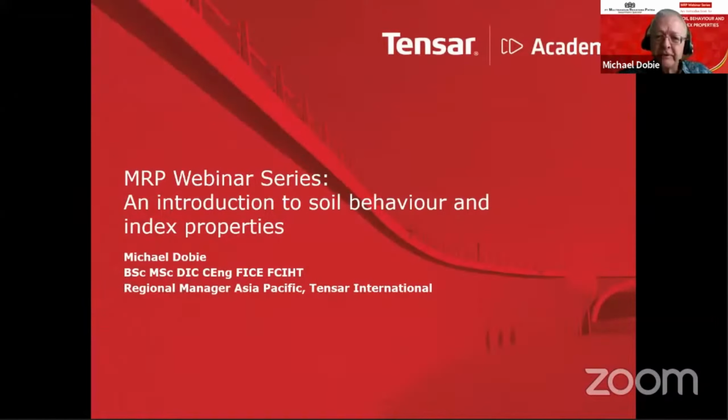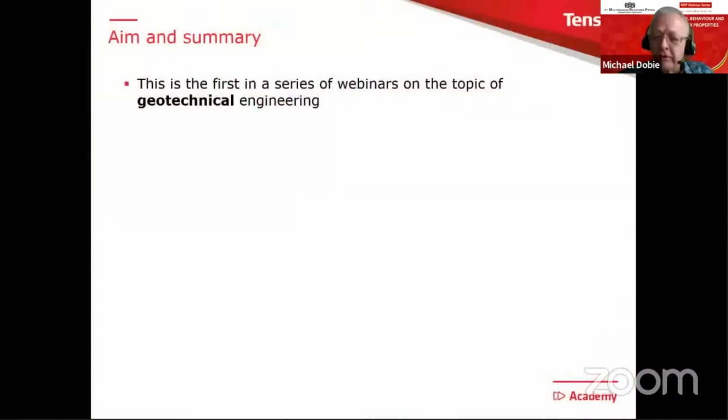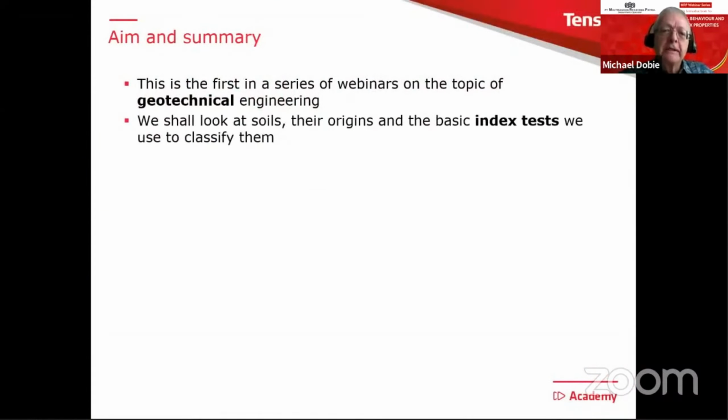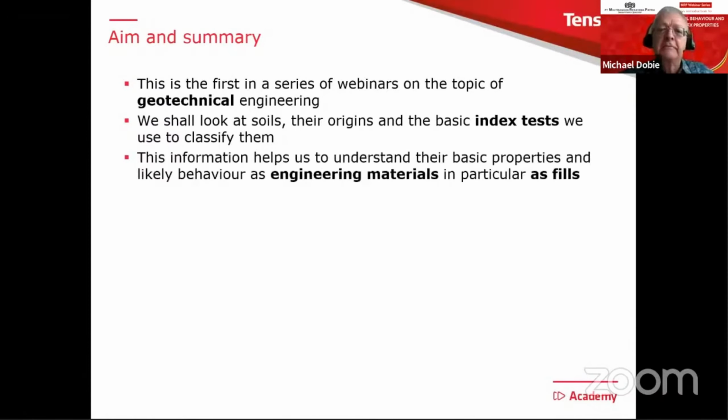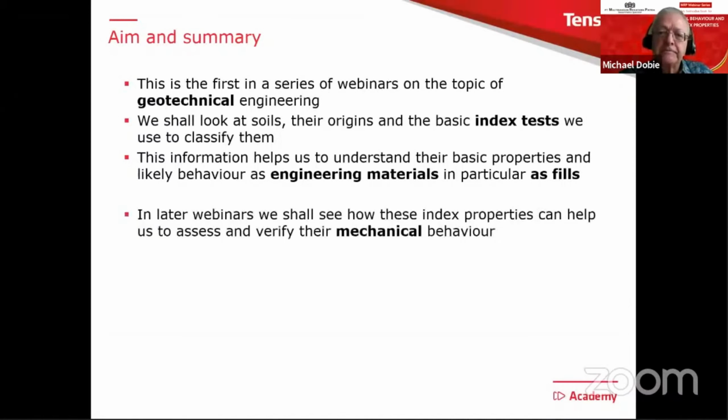And this first one is going to be an introduction to soil behavior and index properties. So it's the first in a series. In this particular webinar, we're going to look at soils, their origins, and some of the basic index tests that we use to classify them. And this, of course, is going to help us to understand their basic properties and behavior as engineering materials, in particular as fills. We work in an area of reinforced soil structures, so we're always interested in the properties of the fill materials that we use.